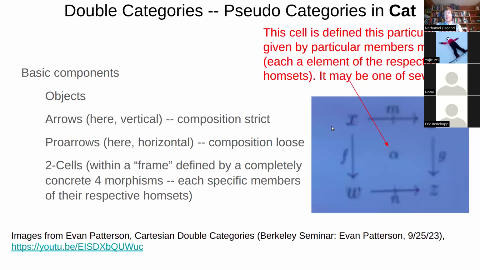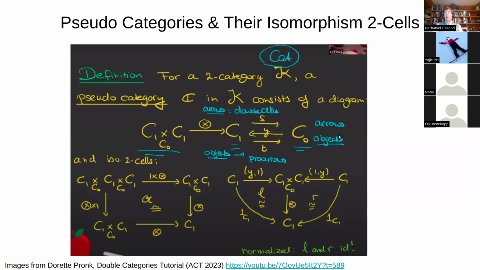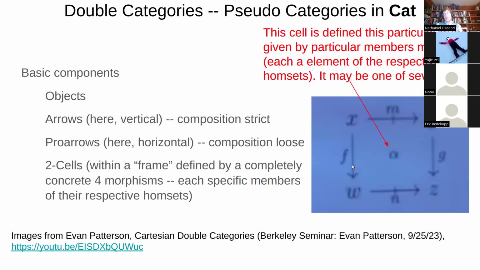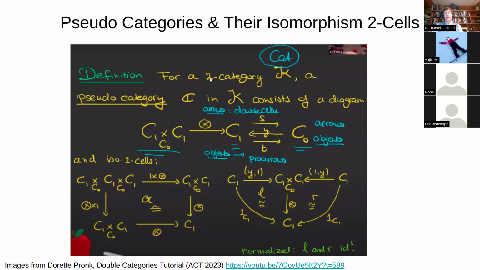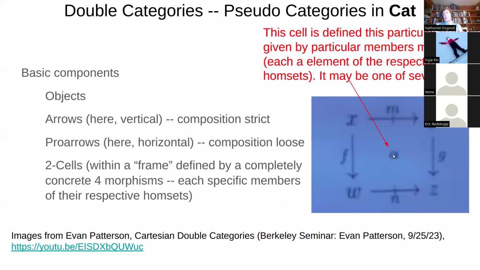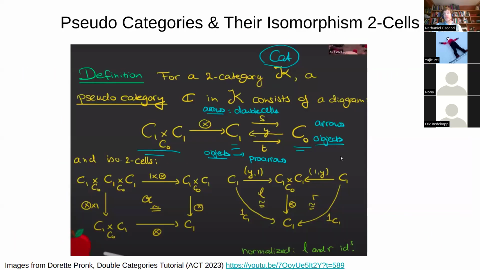Oh, okay, I see. And so this would be the source. Yeah. Source would map F, and then target would map G. Source would map alpha, the arrow which is a double cell in C1, to the arrow F, and target would map alpha to G. That's the target of alpha. Is that helpful? Yeah, thank you.